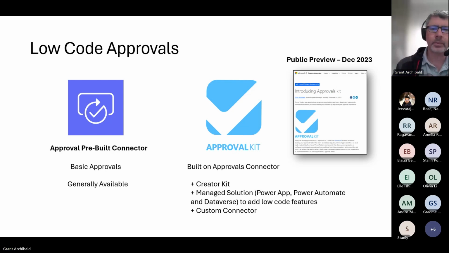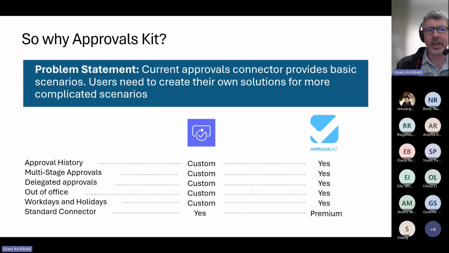In summary, the key reason we look at the approvals kit is how do we move beyond basic scenarios and enable people to build more complicated scenarios, but do it in a low code way, so that you can change the definition of the process you're trying to automate as part of an approval just by changing data.